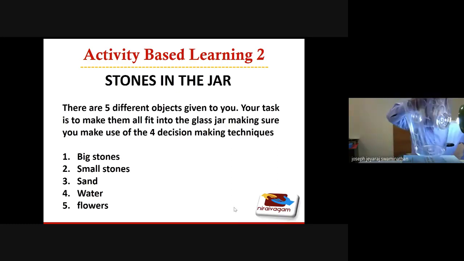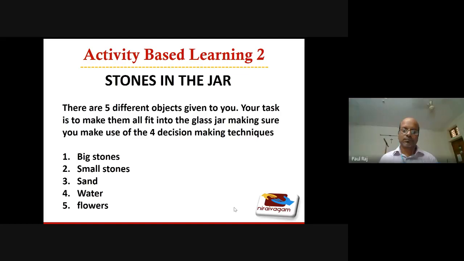That jar, can you see that glass jar? Wait, I'll stop sharing. Yeah. Yes, please. You have to show me. Okay. Participants can pin the screen of Father, then you will be able to see. From your side, you can pin the screen. You will be able to see.